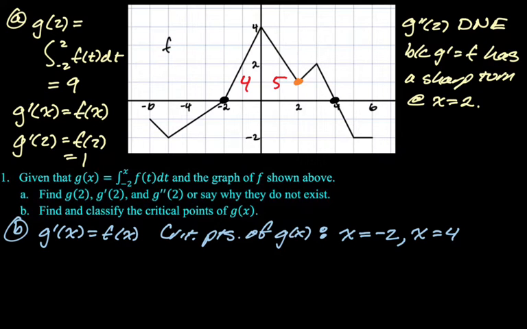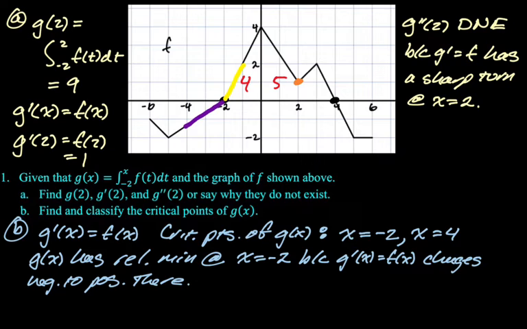Now we have to classify them, right? So we have to say if they're maximums or minimums. Well, at -2, f, which is g prime, is going from negative to positive. That's a relative minimum. So relative minimum at -2 because g prime, which is f of x, changes from negative to positive.